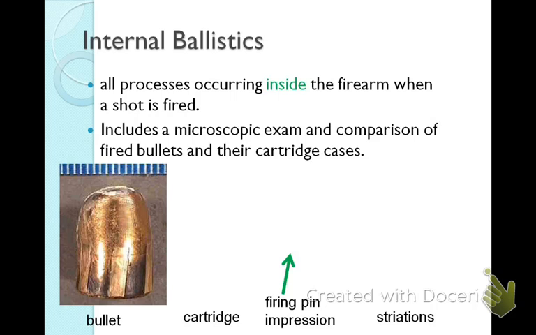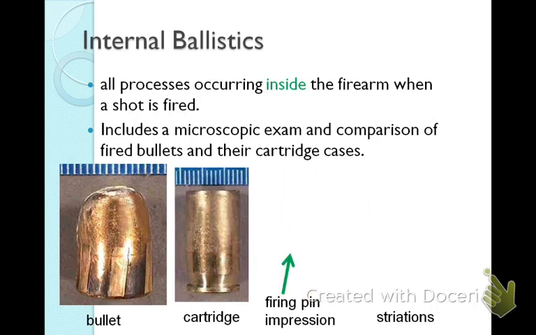So this is the bullet. This is what comes out of the front of the gun, hits a target. This is a cartridge. The cartridge either stays in the gun or is ejected using an automatic ejector and extractor mechanism. It's what the bullet is housed in before it exits the gun.